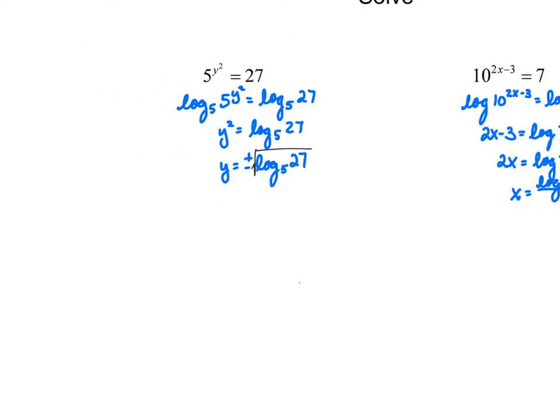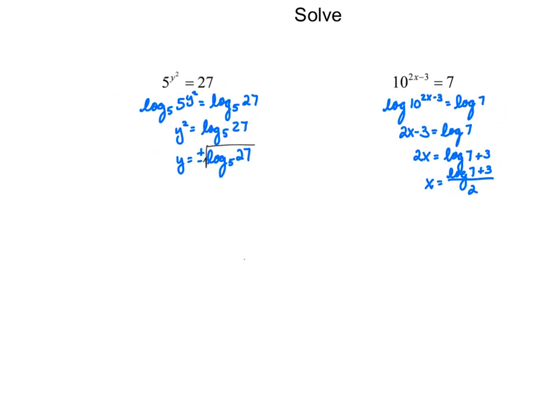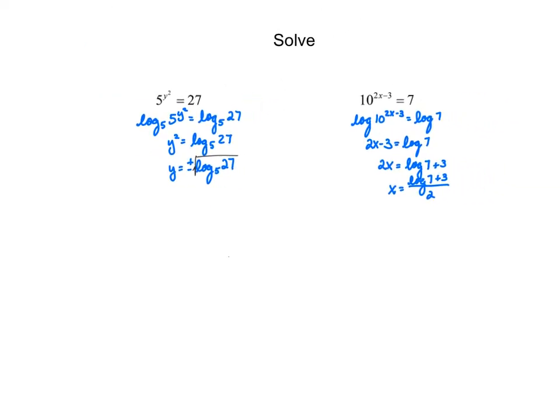There we go. The square root of log base 5 of 27. In my next example, I solve: my 10 to the 2x minus 3 is already isolated. So then I took log base 10 of both sides.